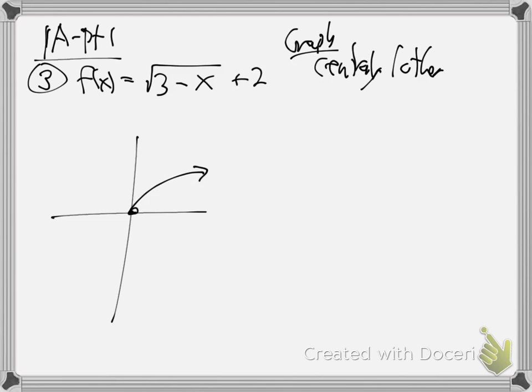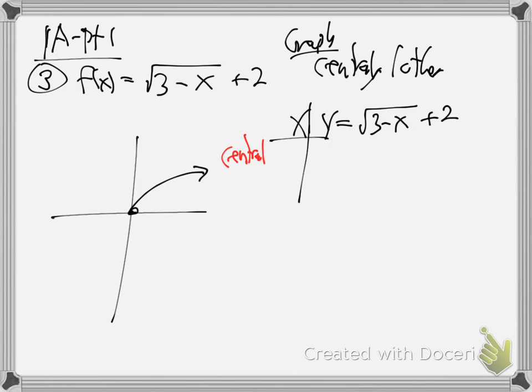All right, so we've got to do the xy table. y is the square root of 3 minus x, plus 2. We have to find the central point and one other. So what am I going to plug in to find the central point? 3. Whatever will make the inside of the root 0, that'll be 3, yeah.